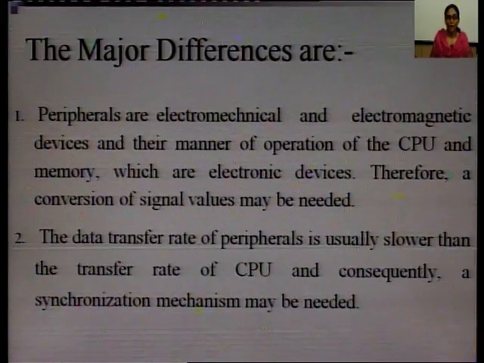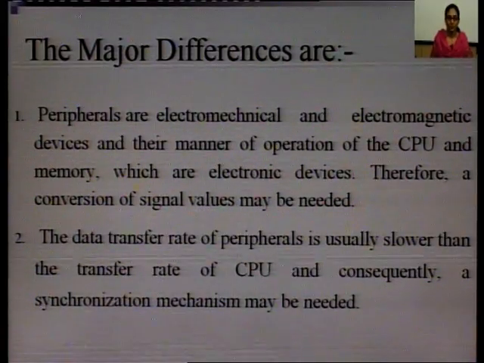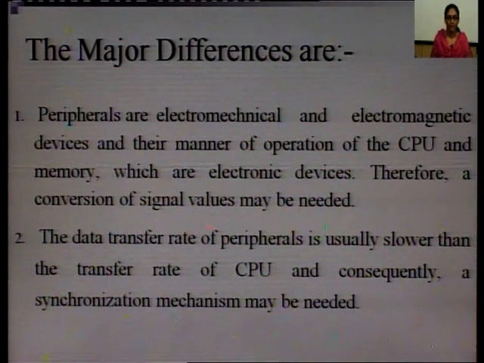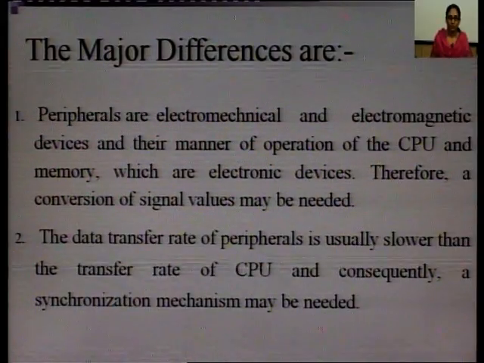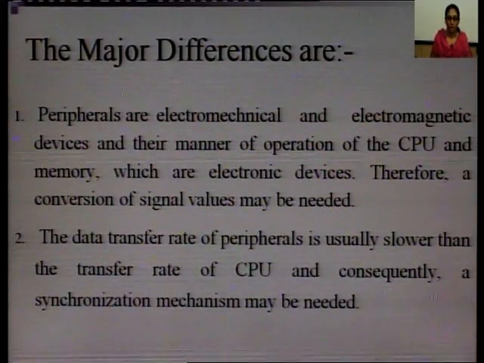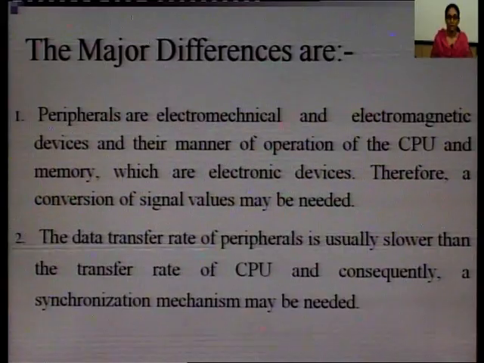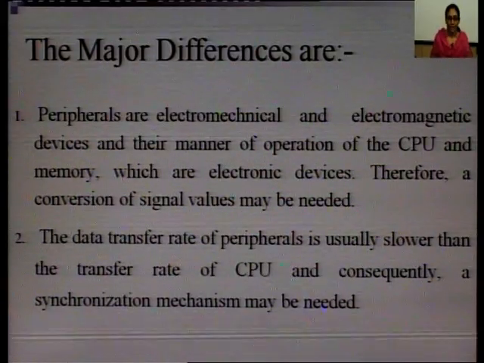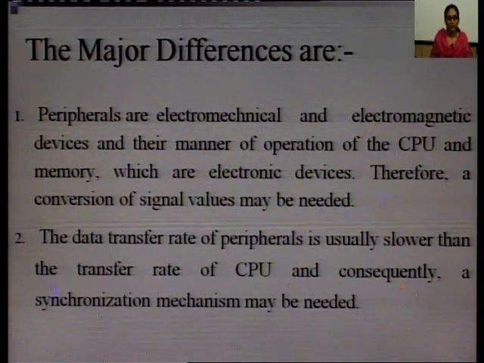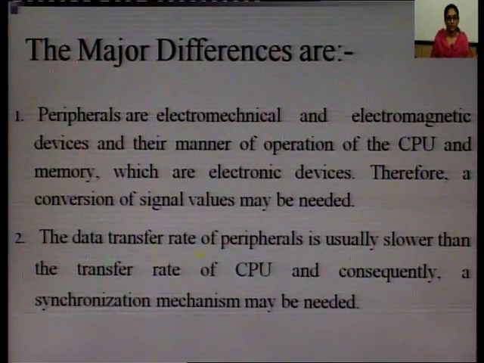So what are the main differences that are basically between the computer system's CPU and the peripherals? The major difference, the first one, is peripherals are electromechanical and electromagnetic devices, and the CPU or the memory is an electronic device. So the conversion of signal values may be needed. So for that purpose we require another unit which is used so that we can convert the signals.